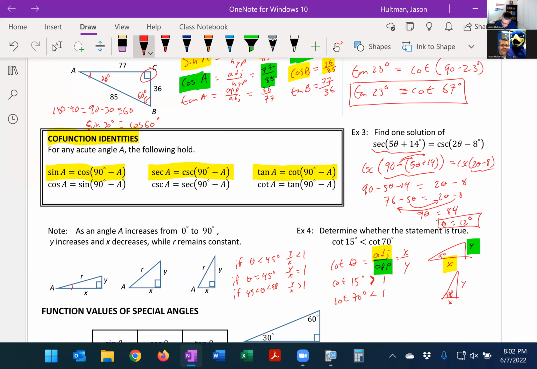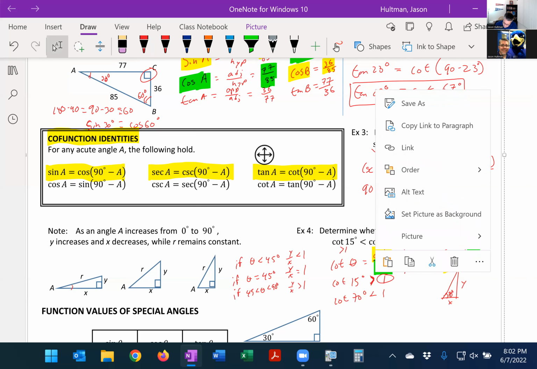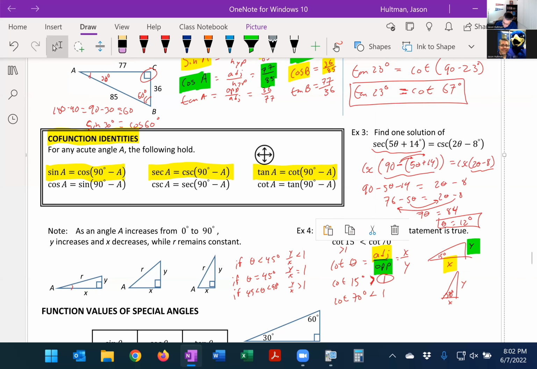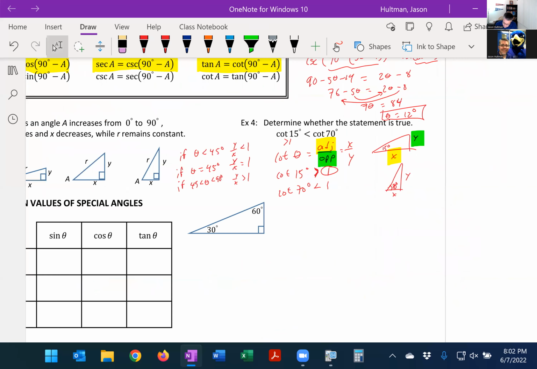So the cotangent of 15 is greater than 1. Is that less than something that is smaller than 1?